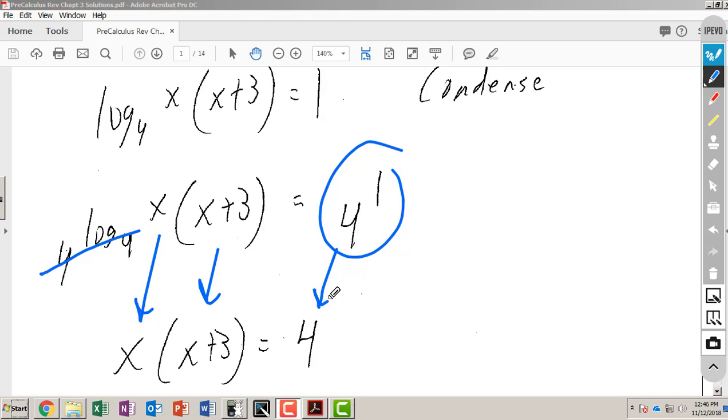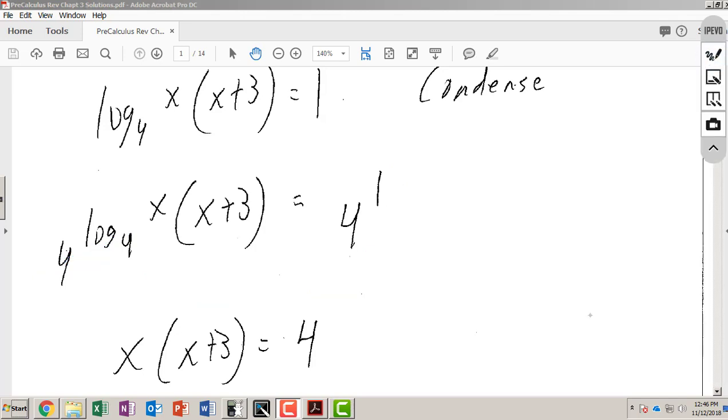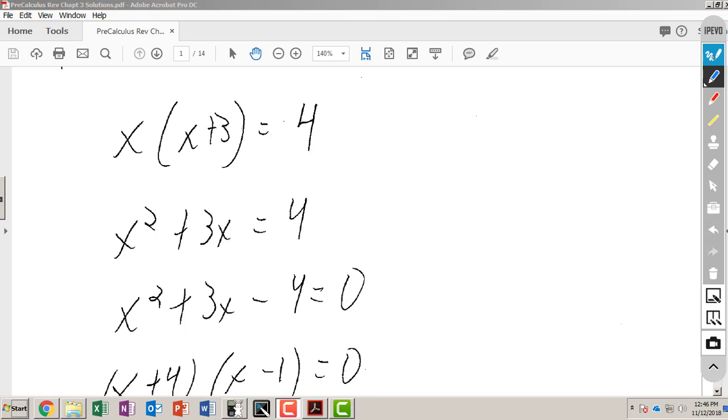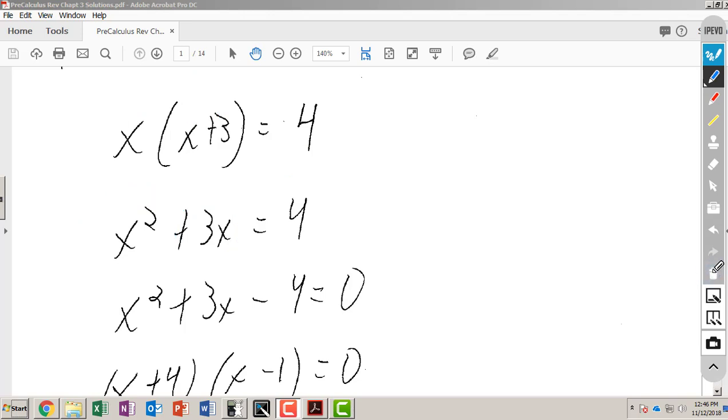Now that I've changed it, I've got an algebraic equation here. My algebraic equation says I've got x times x plus 3 all equals 4. So now I'm going to distribute the x on through. So x times x is going to give me x squared. X times 3 is 3x. And I still have this all equaling 4. Now I'm going to subtract 4 from both sides. I'm going to move this 4 over here, and I end up with this equation, x squared plus 3x minus 4 all equals 0.